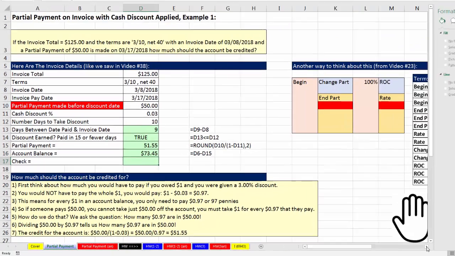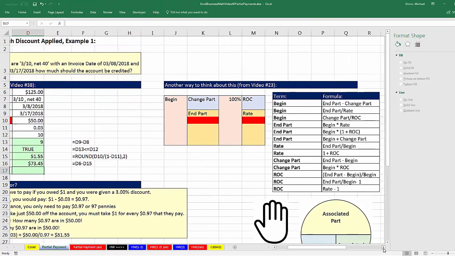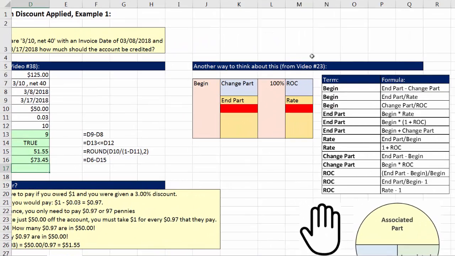Now, let's look at this from a slightly different point of view. If you remember from video number 23, we have a begin amount. And if it's a decrease problem, which it is, we're going to start with the full credited amount and go down based on some rate of change, which is minus 3%, down to the end part, which is our 50. Now, it is the begin that we don't know, so I'm going to question mark that. The end part we know.